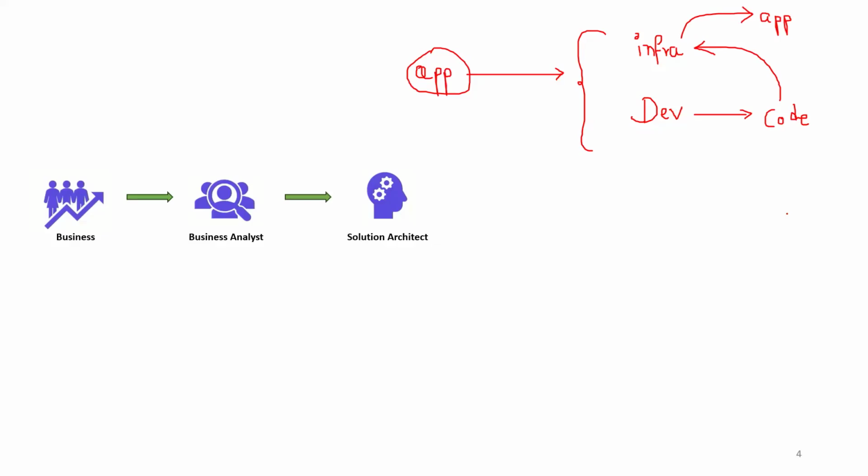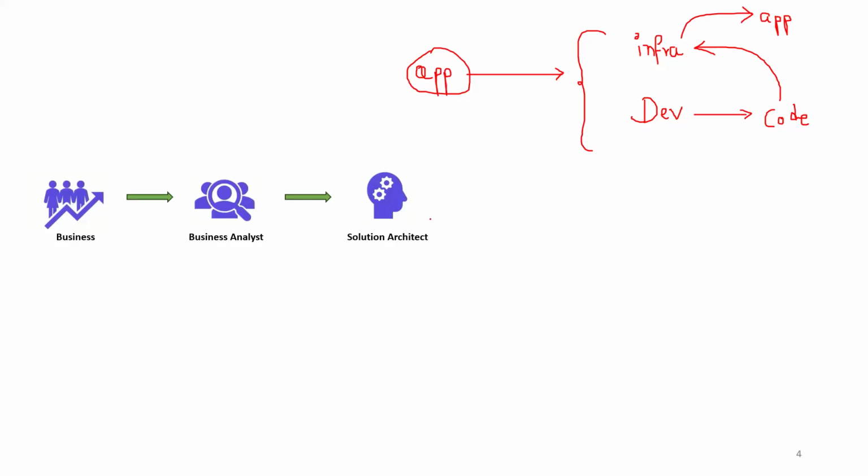So if one wanted to create an application, we need the infrastructure and we need the developers. Developers will develop the code, and they are going to deploy that code on top of the infrastructure. That's where the application is going to be available for the end users. Okay, so that is the scenario.